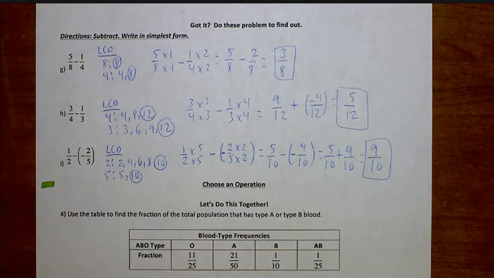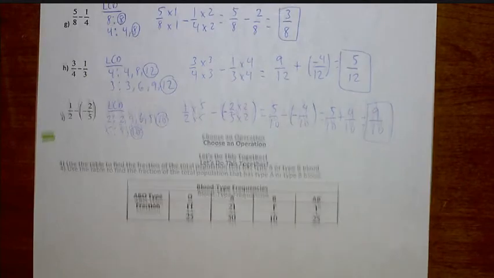Okay, so we have blood type frequencies. We have O, we have A, we have B, and we have AB. So we have some extra information. Is it asking us to find the fraction of the total population for both O and AB? The answer is no. The only types that we need are type A and type B. So those two fractions are the fractions that we need. Let's write them down here. We have 21 over 50 plus 1 over 10.